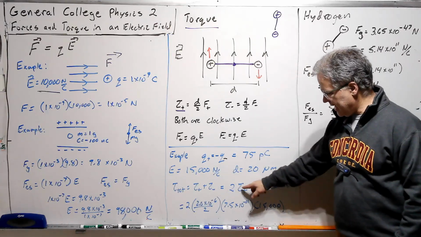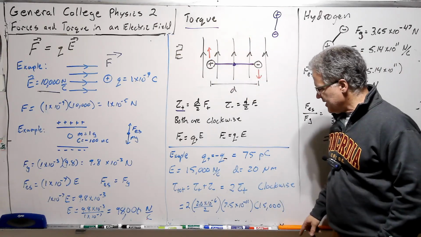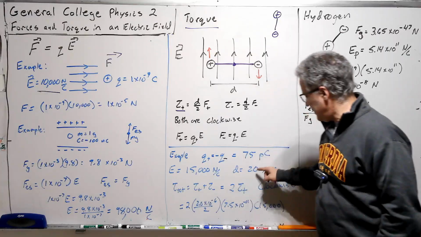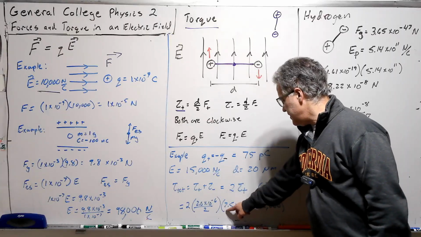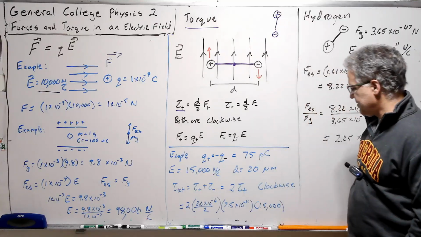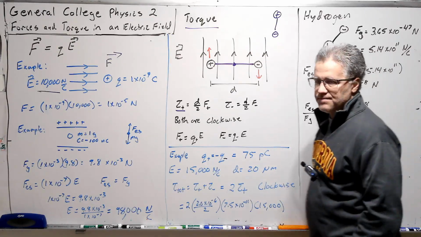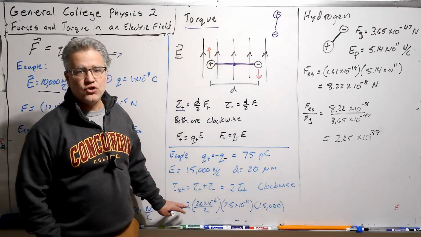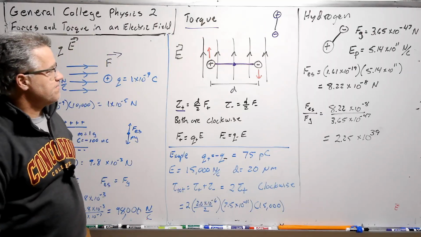So we can just take 2 times the torque of the positive charge in the clockwise direction. I want to spin this way. So that's going to be 2 times d over 2. So d is this, now in meters, and the 2's will cancel. Then the 75 picocoulombs right here, and the 15,000 newtons per coulomb field. Right, so that will be the total torque here. Torque will have units of newtons times meters.